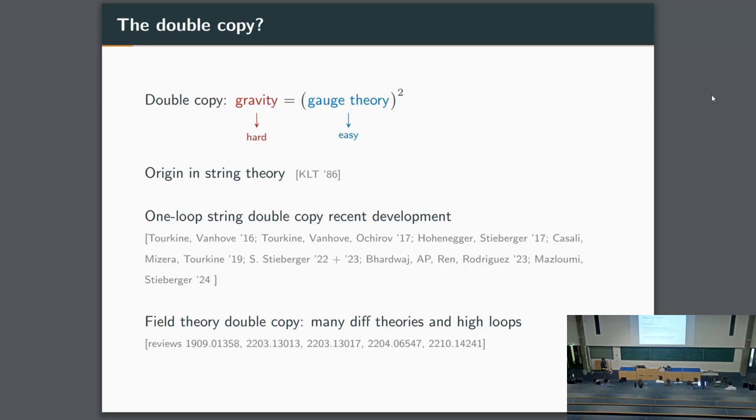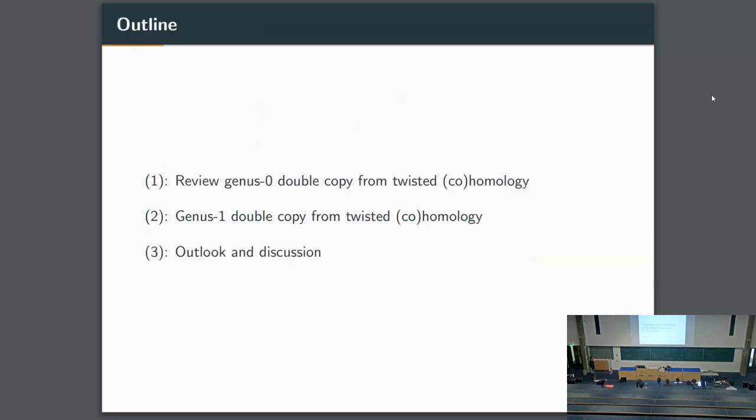And I want to contrast this to the field theory double copy, in which we now have dozens of double copies out there, and we've gone to very high loops, to like 5 or 6 loops. And so we have a new mathematical tool that's come into play in the last 5 years in amplitudes called twisted cohomology. It appears in Feynman integrals, string integrals, cosmological correlators. So the idea is to see if this can help us with this genus 1 double copy problem in string theory. So the plan is to just review the genus 0 story, then go very quickly through the genus 1, and then give some conclusion.